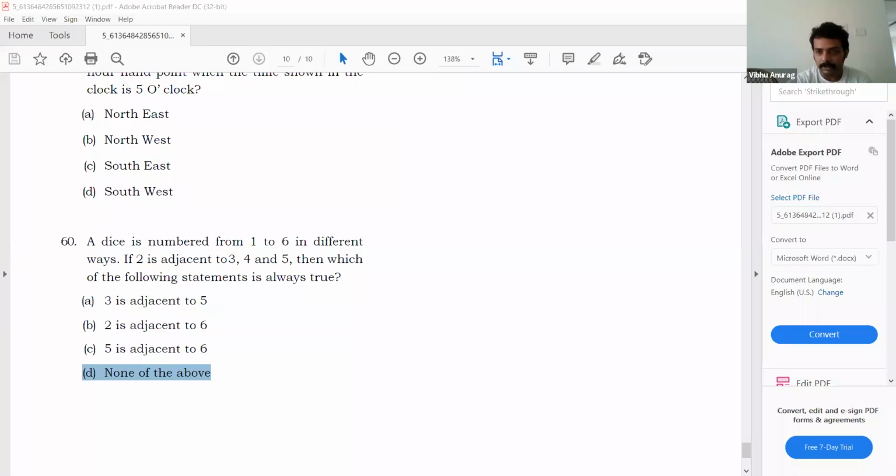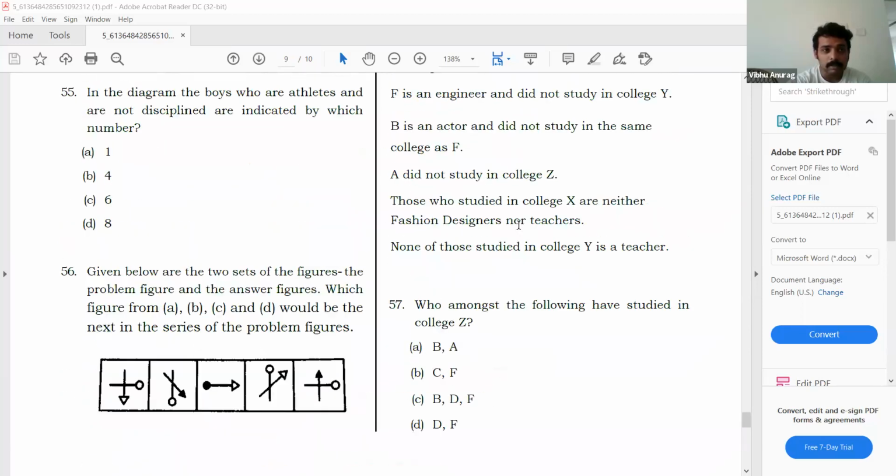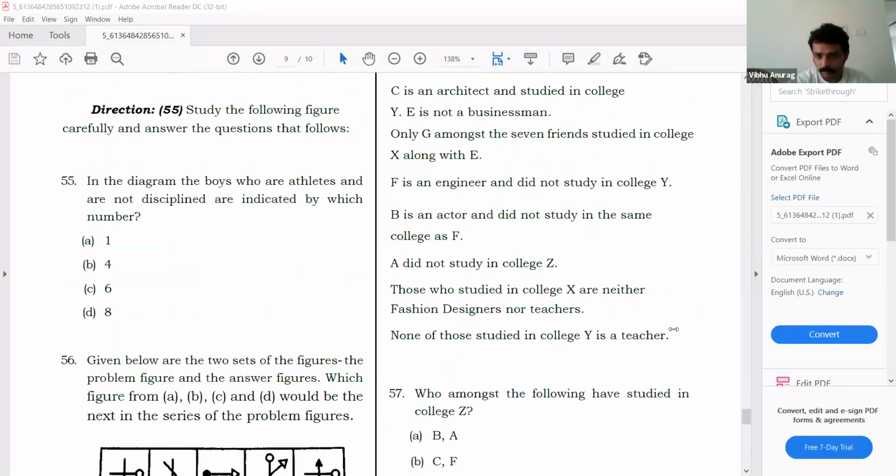And I'm posting the answers here as well. Just skip the 55th one. These are your remaining answers. Any doubts or are you clear? If you're clear, please type that you're clear.